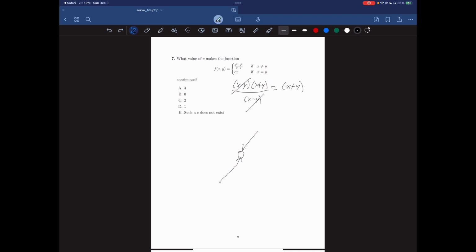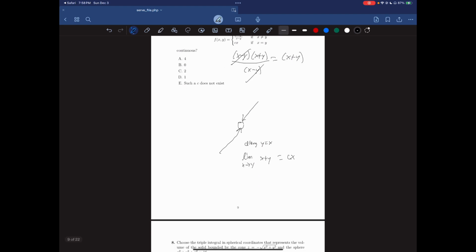So if we do the limit along the line y equals x, I don't know how I'm going to write that, but as x approaches y here, we want it to be x plus y. So that's our limit. We want that just to be equal to cx, or the actual value at that point. And if we get this limit, we can just plug it in. We can either plug in x, or I think actually what makes more sense is y goes to x. Same thing, but since this is x here, y goes to x makes more sense.